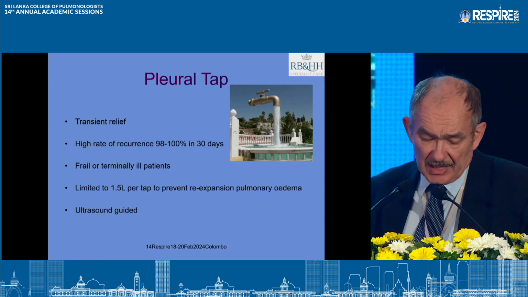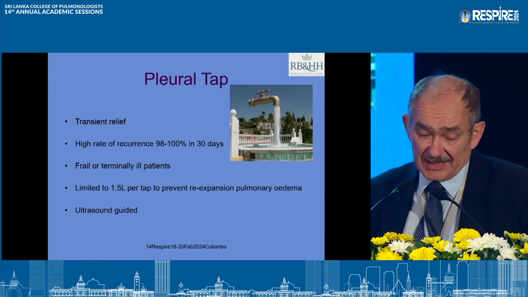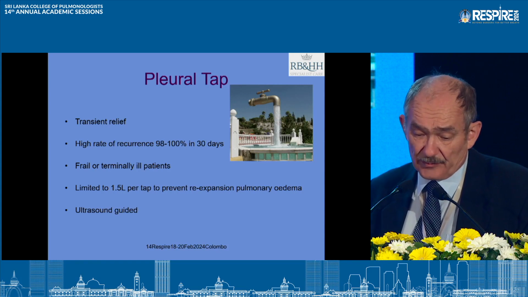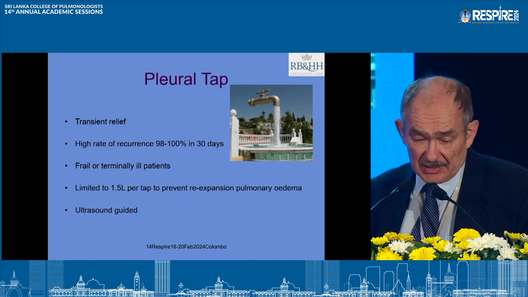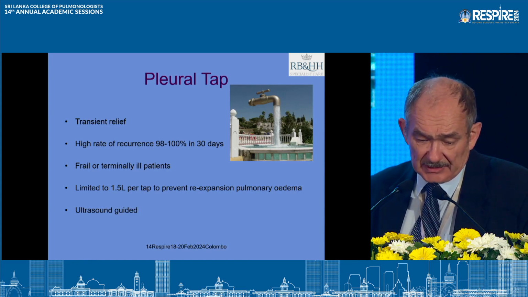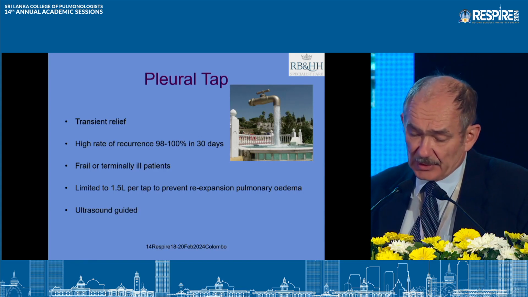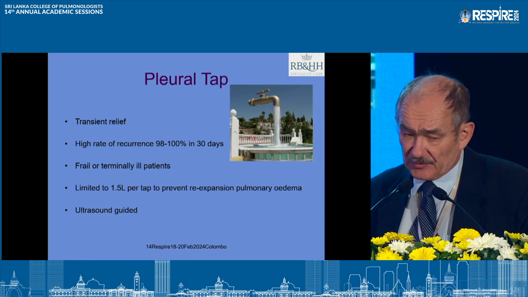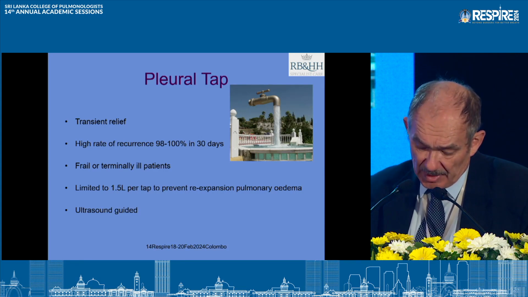And usually, as we already discussed, it should be done ideally with ultrasound control to avoid iatrogenic damage to the lung. And we need to remember that you shouldn't really drain more than 1.5 liters in one go, otherwise it may lead to expansion edema, displacement of the mediastinum, and other dreadful, potentially serious complications.